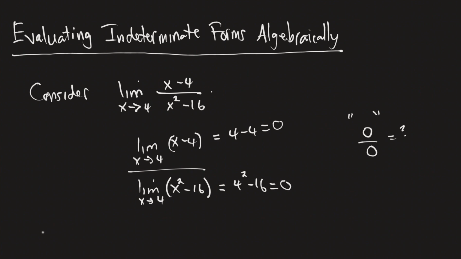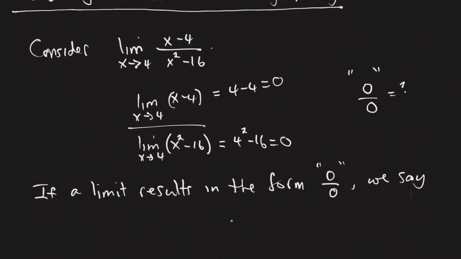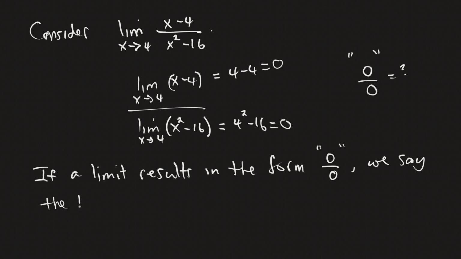So if a limit results in the form "0 over 0" (and again, I always put this in quotes because it doesn't mean anything, it's meaningless; in fact, that's why we use the word indeterminate to describe it), meaning, the way we interpret this shorthand notation, that the top approaches 0 and the bottom approaches 0, we say the limit is indeterminate. So it's an indeterminate limit.